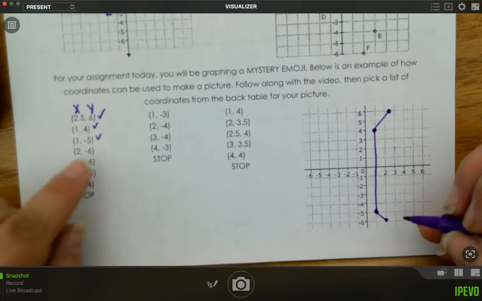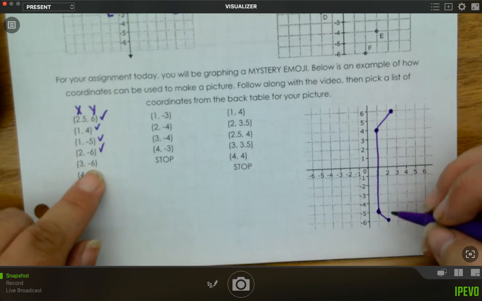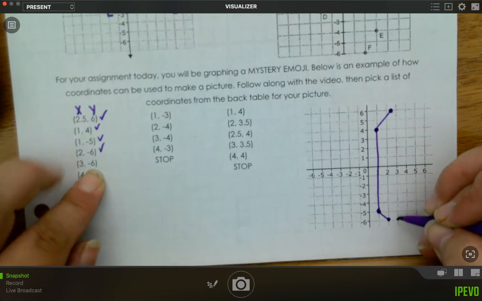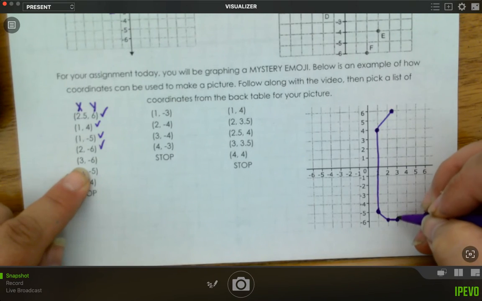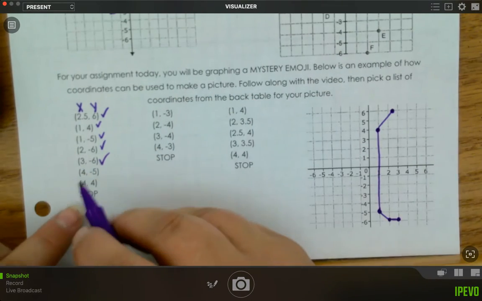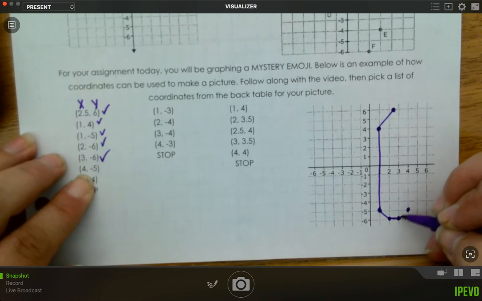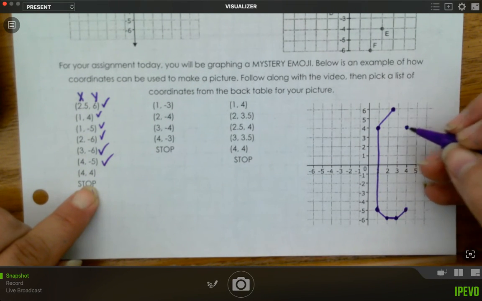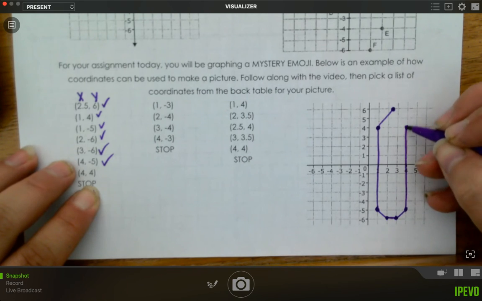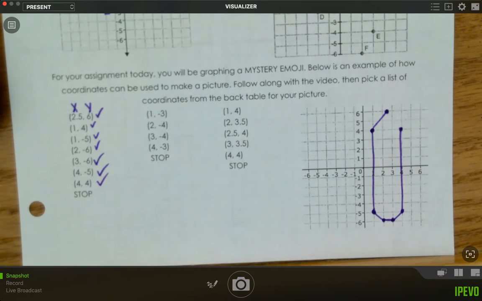Sorry, my lights turned off, guys. Okay, so notice how I'm keeping track of where I'm at over here. And I'm connecting that one to my 3, -6. And I'm just connecting them all as I go. So this was right 3, down 6. Check. Right 4, down 5. Connecting them. Check. Right 4, up 4. Okay. Check. And then it says stop. That's where we stop, guys.